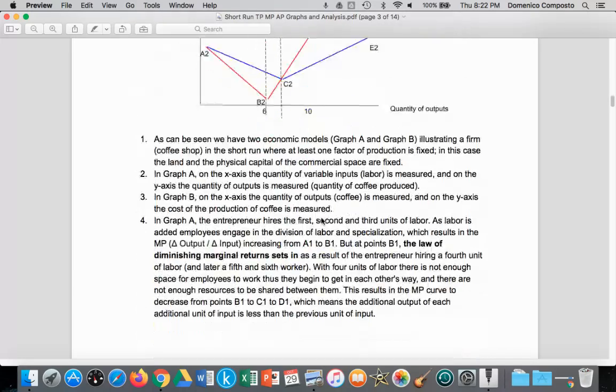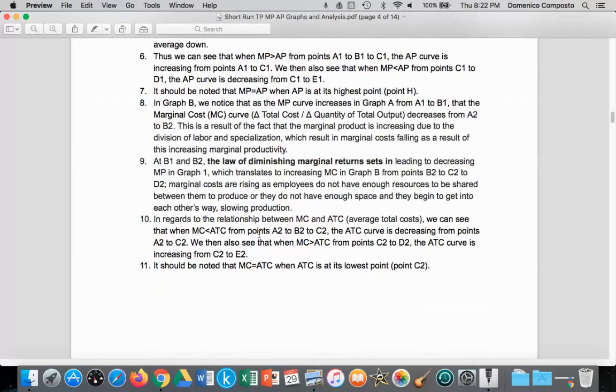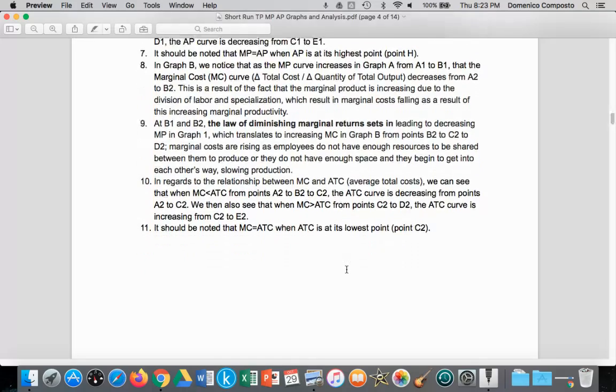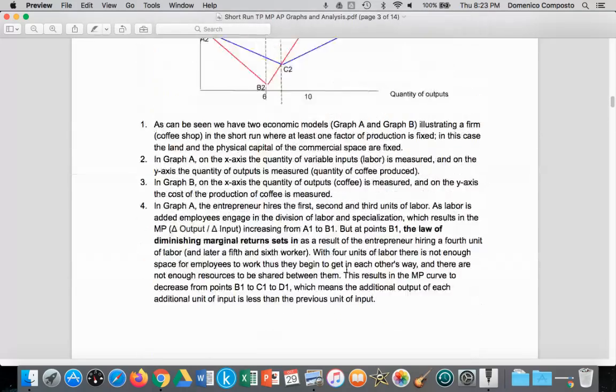And last, to sum this up, in regards to the relationship between MC and ATC, we can see that when the MC is less than the ATC, from points A2 to B2 to C2, the ATC curve is decreasing from points A2 to C2. And then we also see that when the MC is greater than the ATC, from points C2 to D2, the ATC curve is increasing from C2 to E2. It should be noted that MC equals ATC when ATC is at its lowest point, thus it is productively efficient. That is the productively efficient point.